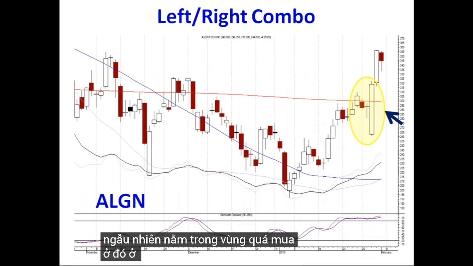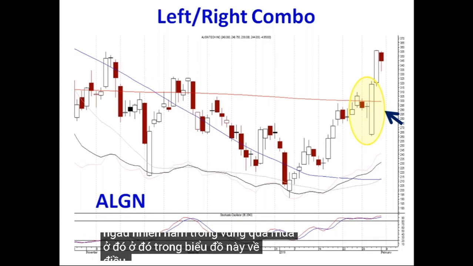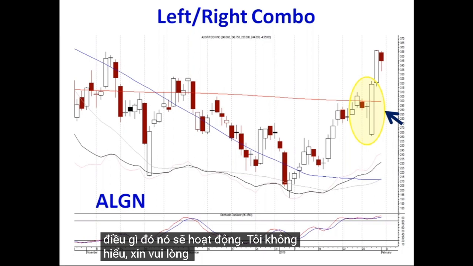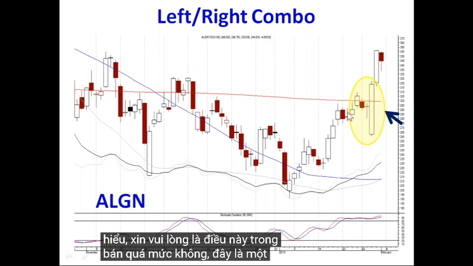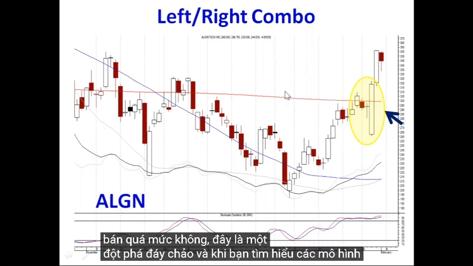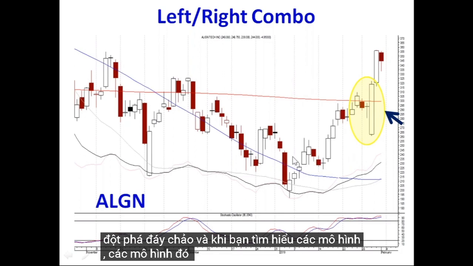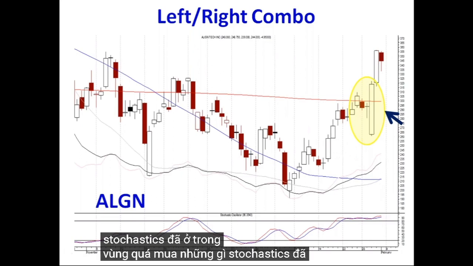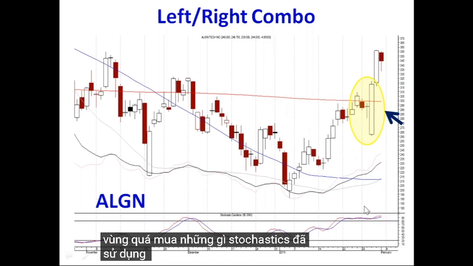Is there in this a chart for something it will work? John, rewrite that question, please. Is this in the oversold? No, this is a fry pan bottom breakout. And when you learn the patterns, they are usually going to break out when your stochastics are already in the overbought area. What are the stochastics used? The stochastics is 12, 3, 3.